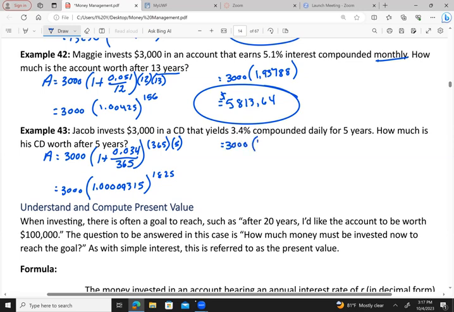3,000 times 1.18529, and not very much. $3,555.87. The low interest rate.